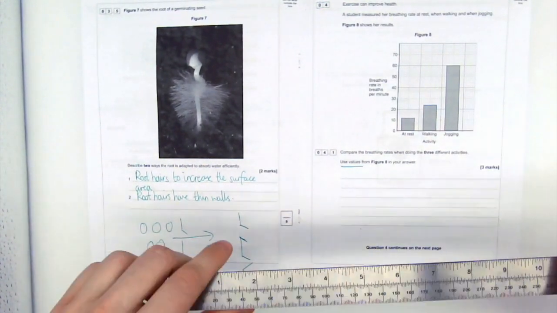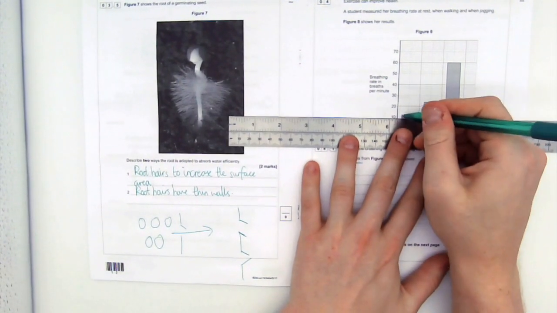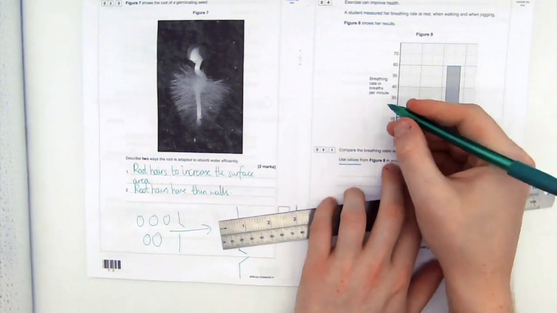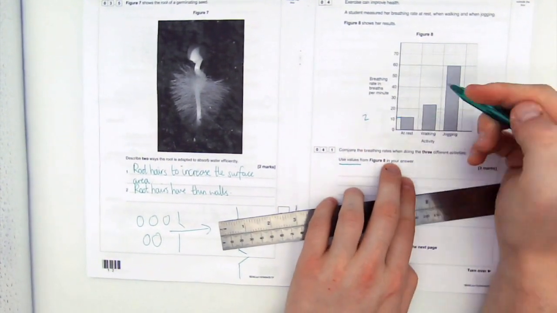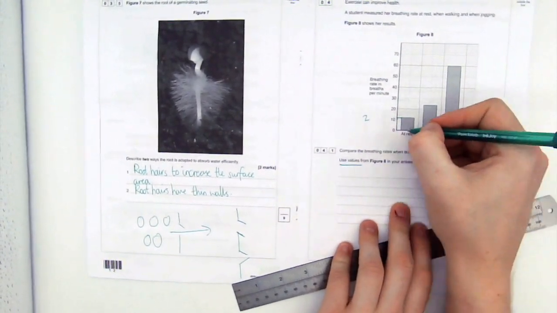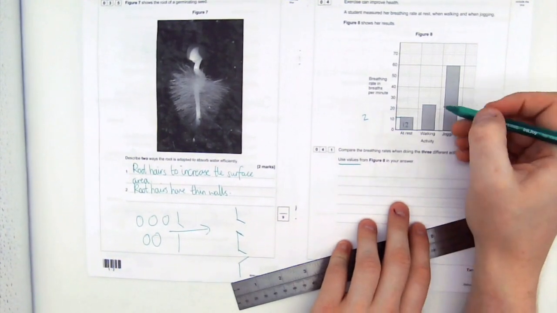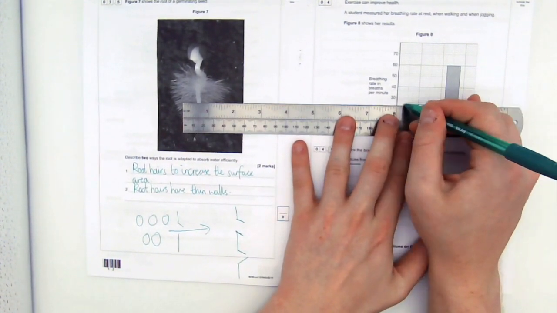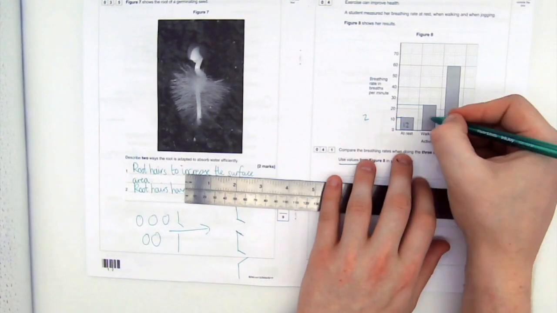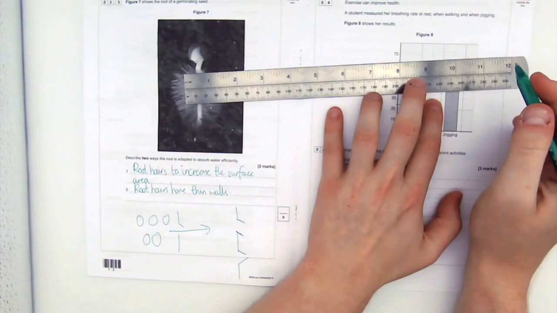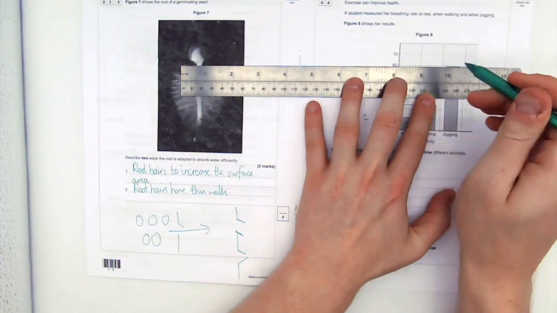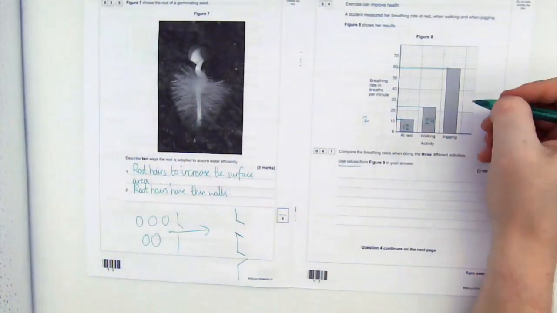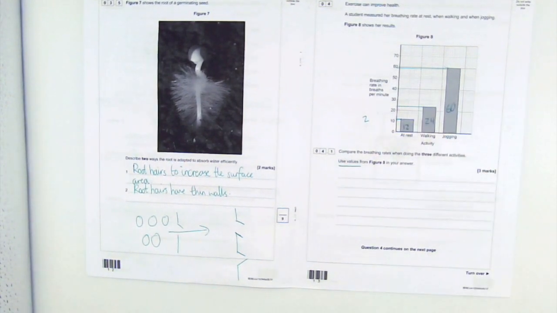So again, I'm going to use my ruler. Measuring across, I'm 1 little square up. Now, because there's 5 little squares between 10 and 20, that means each little square is 2. So at rest, we are looking at 12. Walking, 2 little squares up from 20, so that's going to be 24. And jogging, I'm sure you can probably already see, but that is 60.